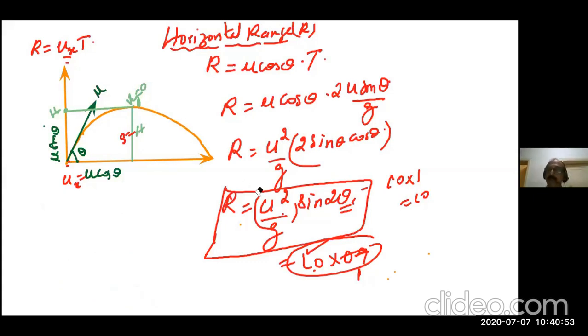So one more proof we need. So have you finished that one? If theta is 45 degrees, maximum range is U squared by G. Have you written that? Next one we have to prove.